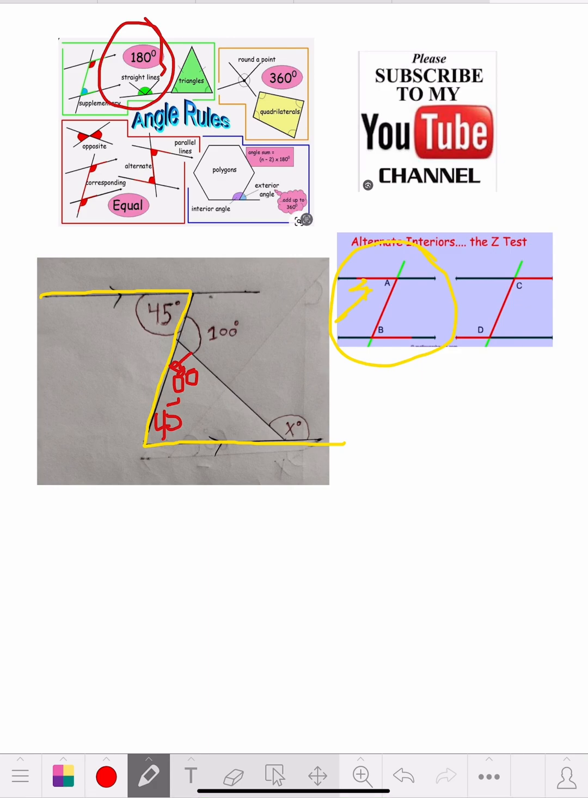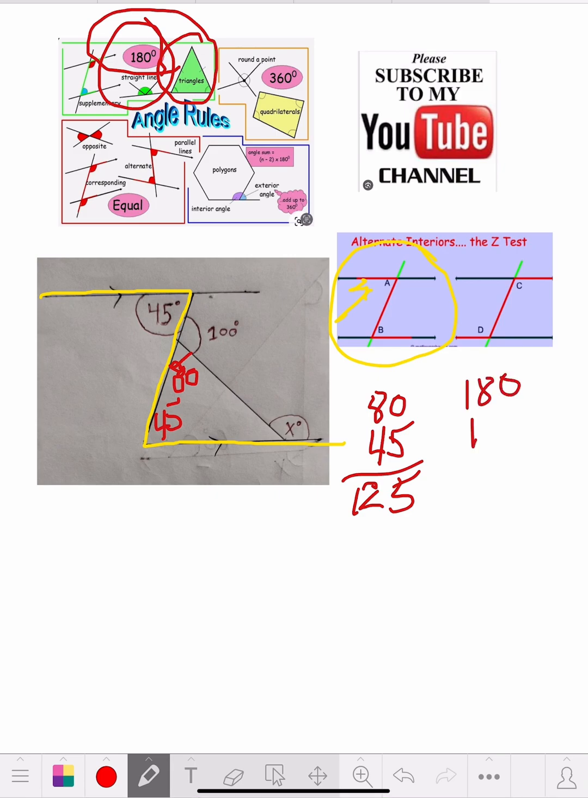So now we know that the total triangle, which is right here, is also 180. So we got two of them now. We got an 80. We got a 45. That's 125. The whole thing is 180, so we do 180 minus 125. Now we got a 5 here, and we got a 5. So that means this angle is 55.